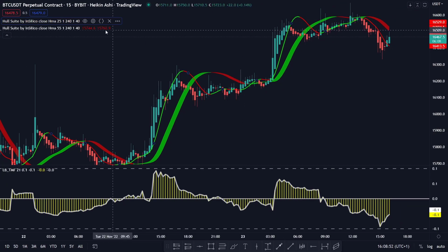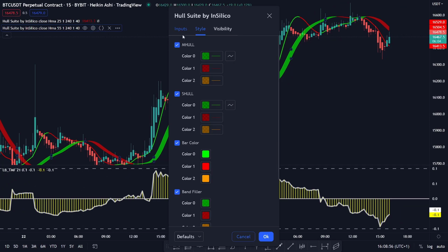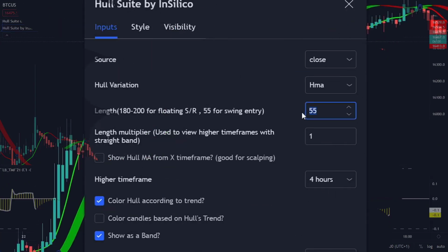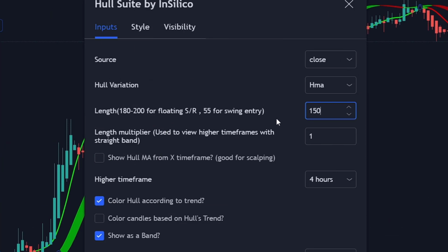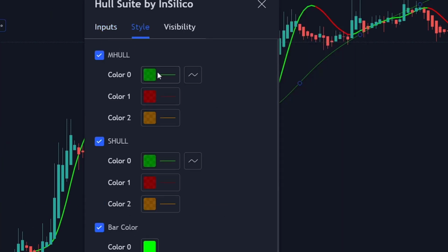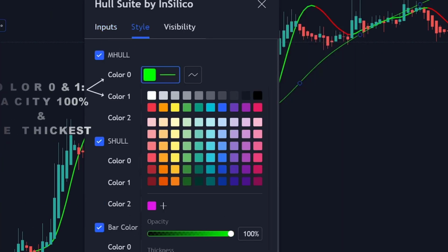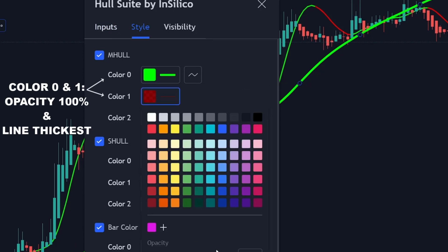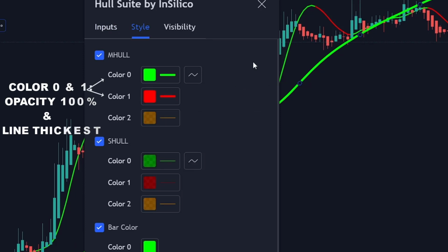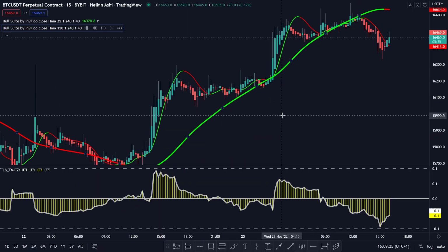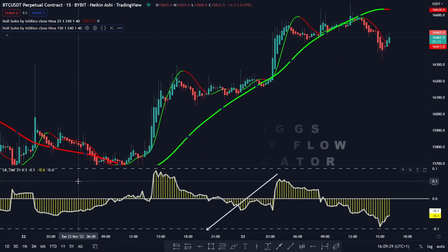We also apply these changes for M hole color 1. We then click on settings of the second Hull Suite indicator and change its length to 150, and as before uncheck the box show as a band. Next, we also change the opacity of the same colors to 100, but now choose the thickest option possible for our lines.